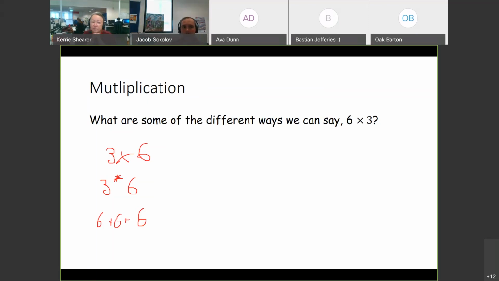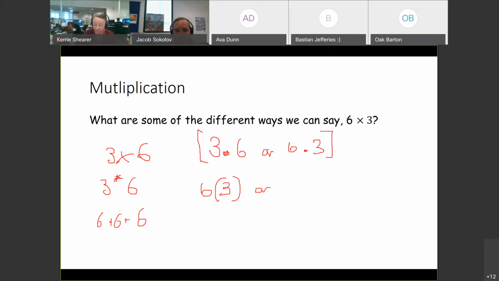Oh, that's okay. Has anybody seen 3.6? Yes, no? Or 6.3? Has anybody seen that for multiplication, like a shorthand way? Nope. Yes. Nope. Well, that's another way we could write 3 multiplied by 6. And thanks, Kerry. We could also write it as 6 brackets 3, or 3 brackets 6. Has anybody seen the bracket method as well?